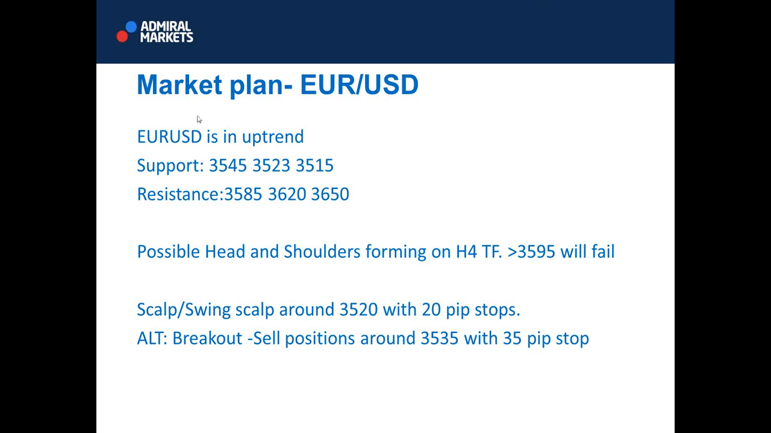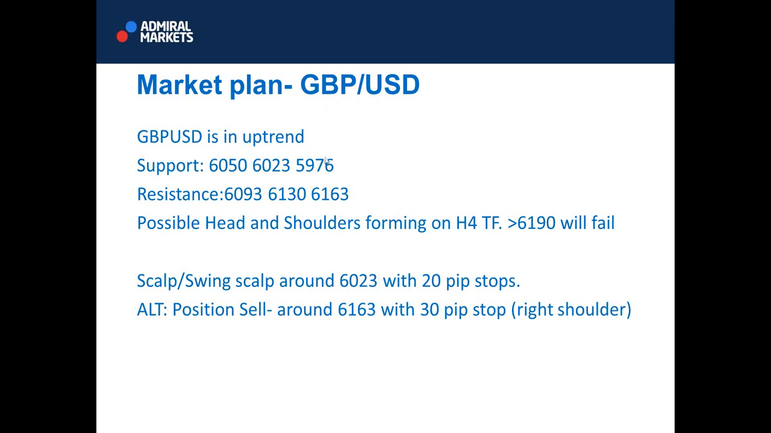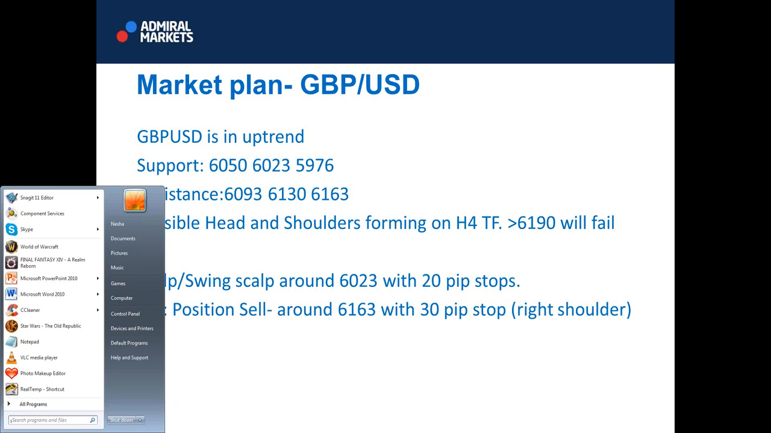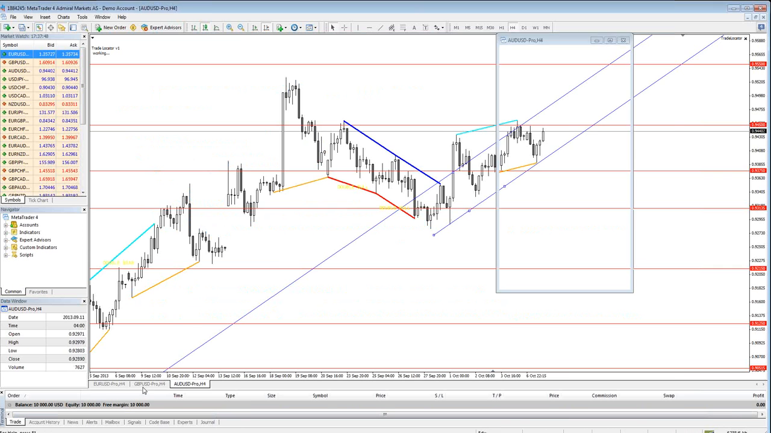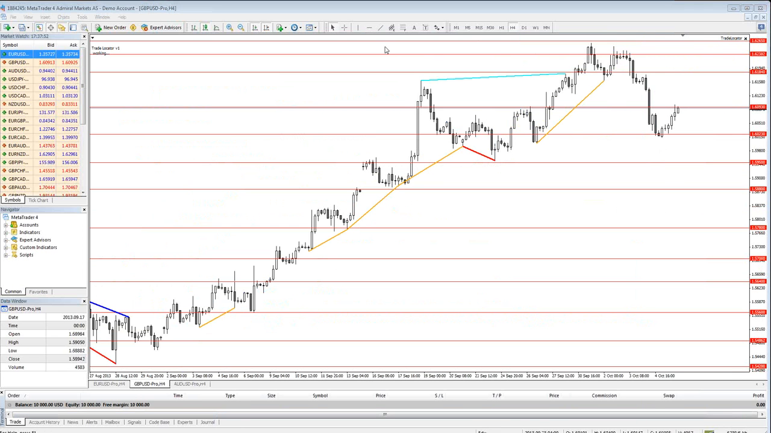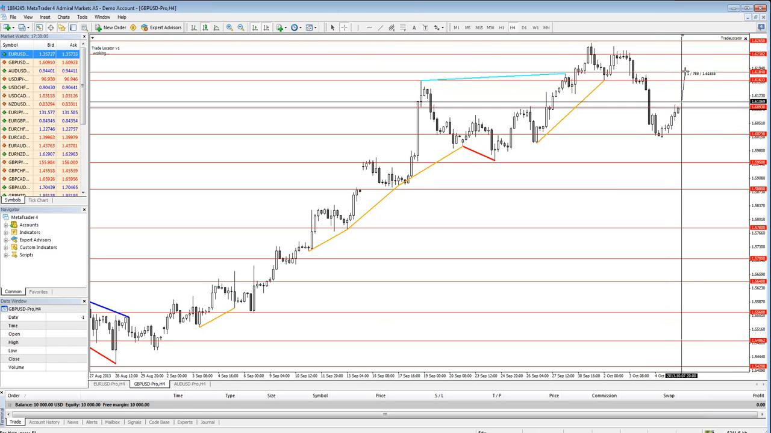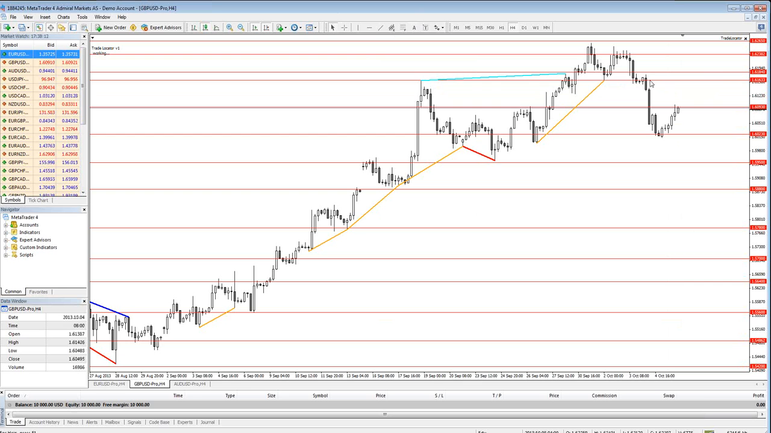Yeah. So euro dollar is in uptrend, possible head and shoulders, and this is for euro dollar. GBP dollar, again, possible head and shoulders. If it goes above 61.90, it possibly will fail. But again, guys, look, this 61 cable, this is a magnetic level, right? So put a line over there, and why not? You can have a scalp trade anywhere between 61.63 and 61.84, because probably if the price goes here, it will face some resistance, and I'm sure it will face resistance anywhere between 61.63 and 61.84.